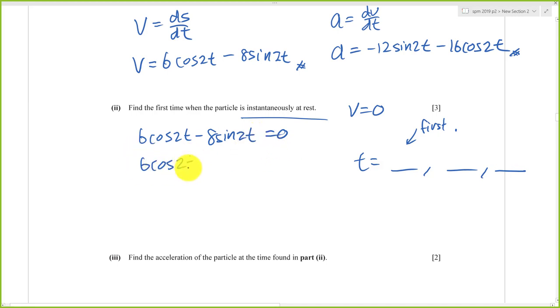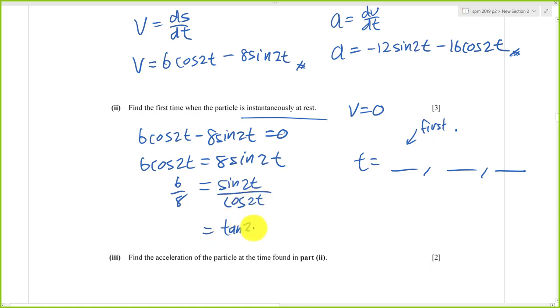So 6 cos 2t equals to 8 sine 2t. Just move to the other side. And then sine and cos, we divide cos 2t for both sides. And then I divide 8 for both sides. So we get become like this, isn't it? So sine 2t over cos 2t, I get tangent 2t. This is 2t, sorry. Equals to 3 over 4.